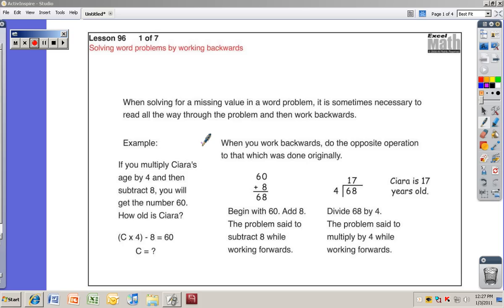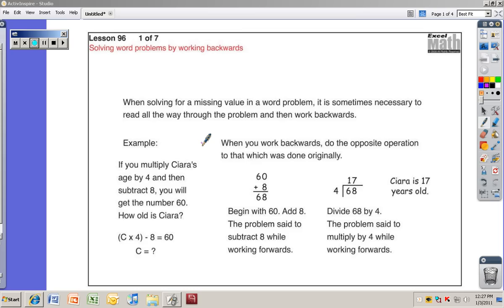All right, this is Excel 6th grade level lesson number 96, solving word problems by working backwards. Problem solving strategy of going backwards through problems. Now, if you don't watch this video, if you don't learn how to do this, these problems can be really tricky. But when you watch this and you learn how to do the problem solving strategy of working backwards, the problems are so simple. So let's get started here.